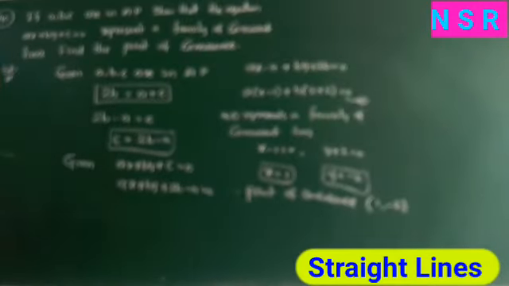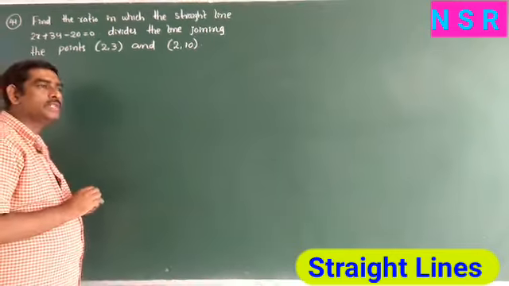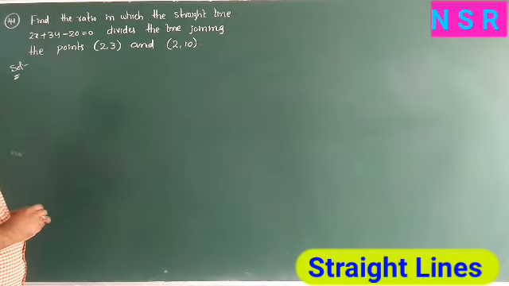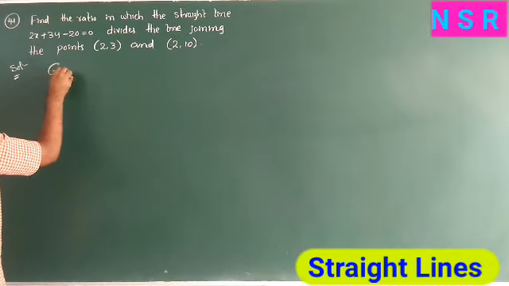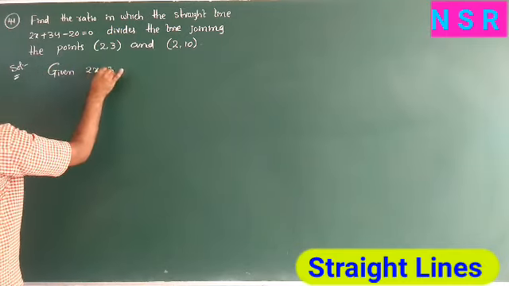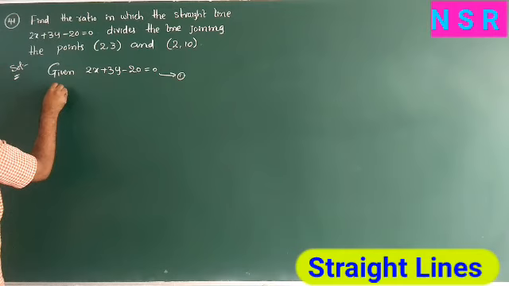So next, question number 41. Find the ratio in which the straight line 2x plus 3y minus 20 equal to 0 divides the line joining the points (2, 3) and (2, 10). So before the ratio, first find L11 and L22. L11 means ax1 plus by1 plus c, L22 means ax2 plus by2 plus c. So here one line is given: 2x plus 3y minus 20 equal to 0. Take it as equation number 1.